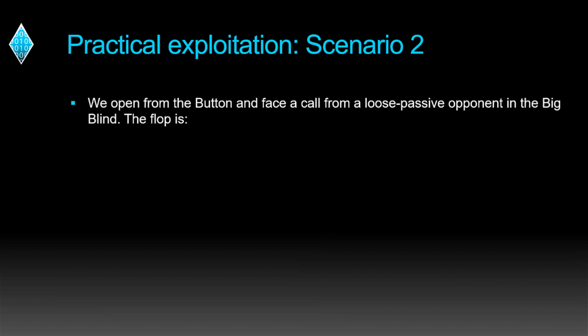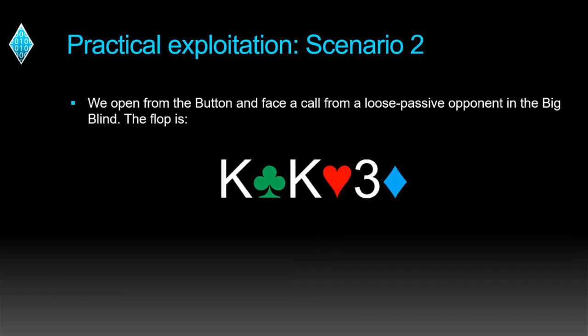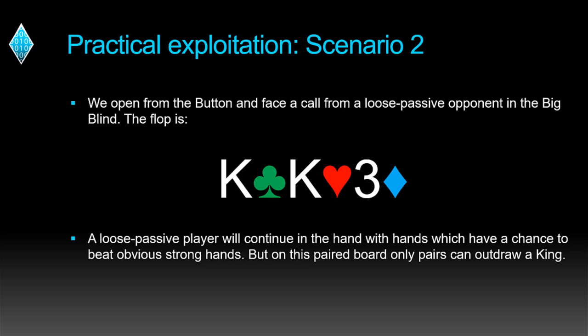So let's look at another scenario. So let's say again we open from the button, we face a call from a loose passive opponent in the big blind, and the flop this time is King, King, 3 trichrome. So a loose passive player will continue in the hand with hands which have a chance to beat obvious strong hands. The problem is for him on this paired board, only pairs can outdraw a king.